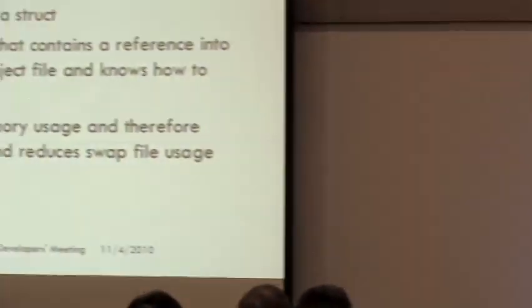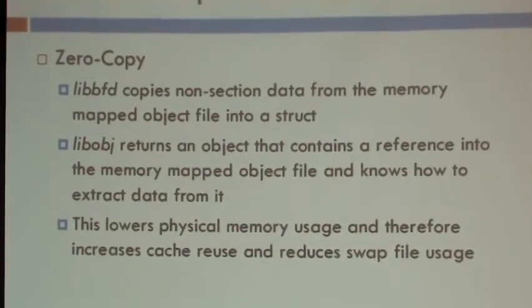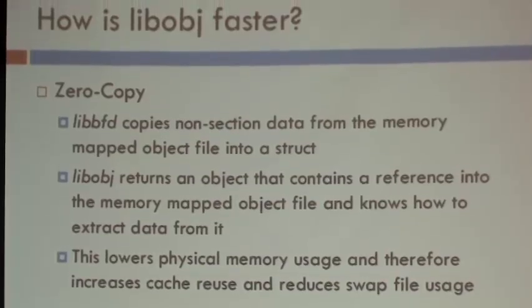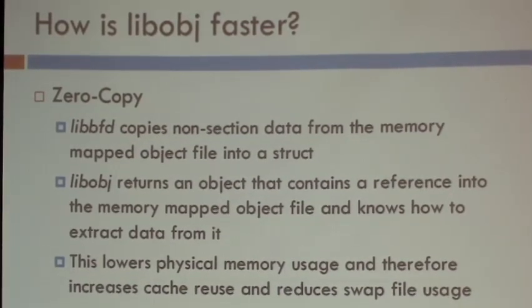So how is it faster? First is zero copy. libbfd copies non-section data from the memory mapped files into a struct. And it does this at each backend location. For example, in the ELF backend, it stores, I think it was about 100 bytes per symbol extra data in addition to the memory mapped data.